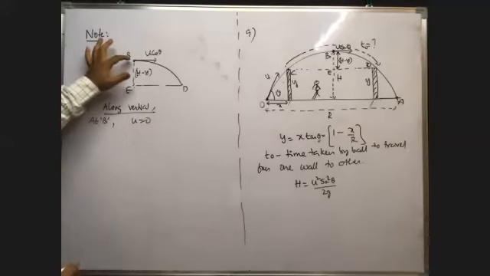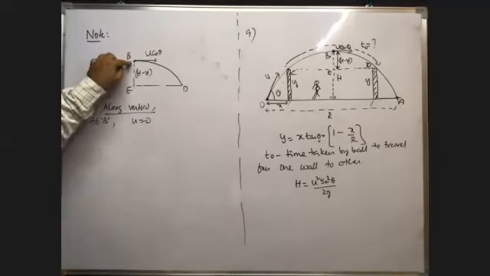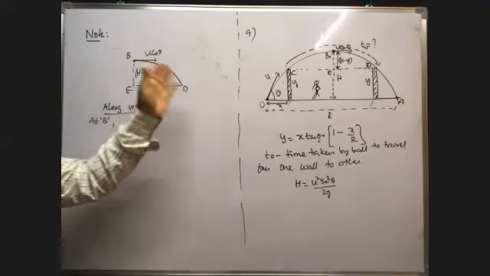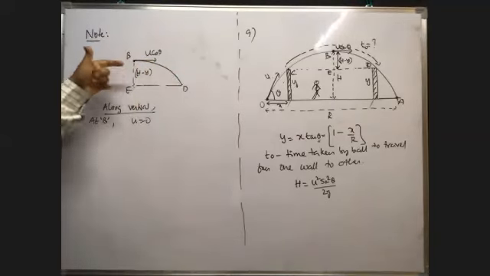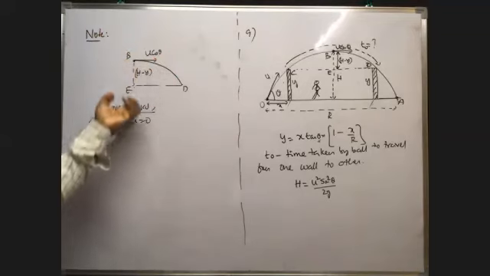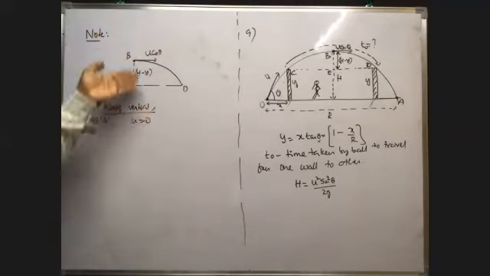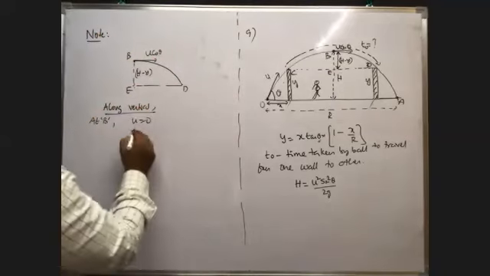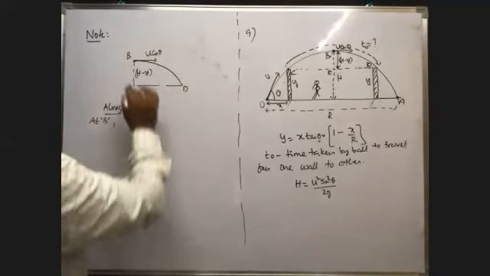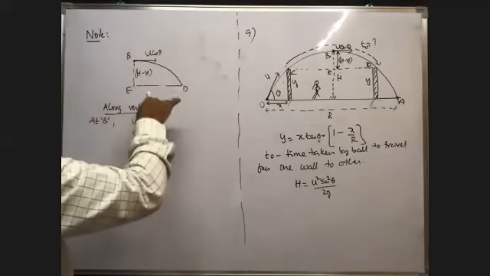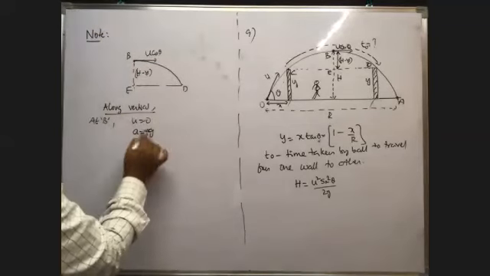Along the vertical, the velocity of the ball at B is zero, because it is moving horizontally. That's why it has no velocity along the vertical direction. But as it travels with a velocity u cos theta in this direction, gravity pulls the body downwards, and in the downward direction the velocity goes on to increase. That's why along the vertical direction the acceleration is plus g, because it is coming down only. That's why the vertical component of velocity increases in the vertically downward direction.